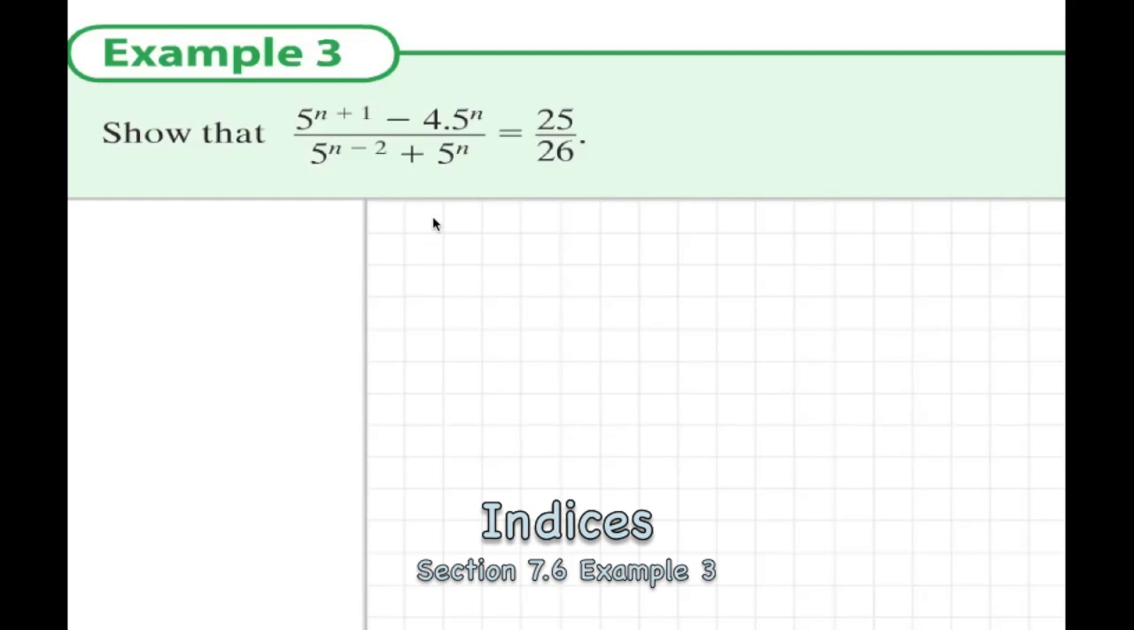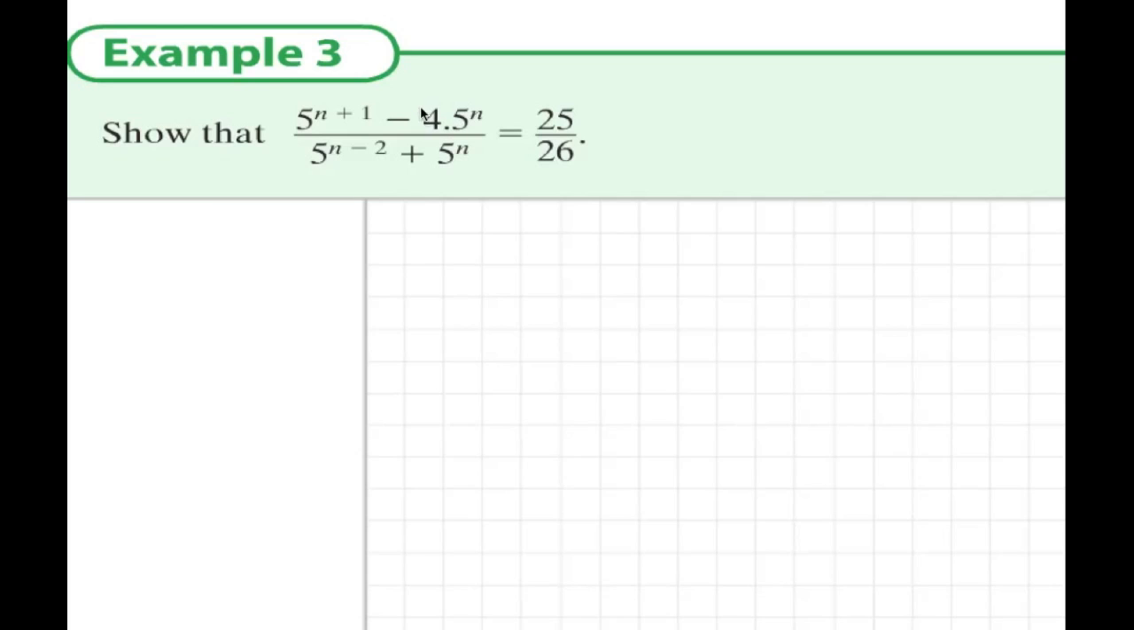Okay, example 3, we're to show that the left-hand side is equal to 25 over 26. And just to clarify at the start, this 4.5 to the power of n means 4 multiplied by 5 to the power of n. Now the technique we use to simplify this is we factorize.